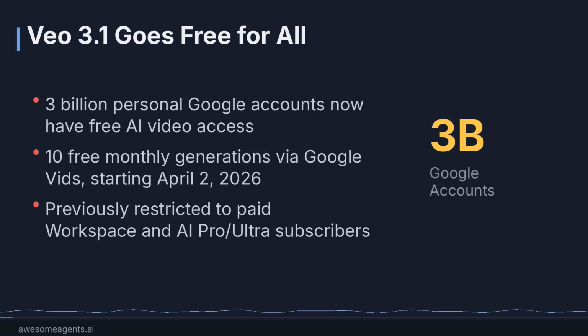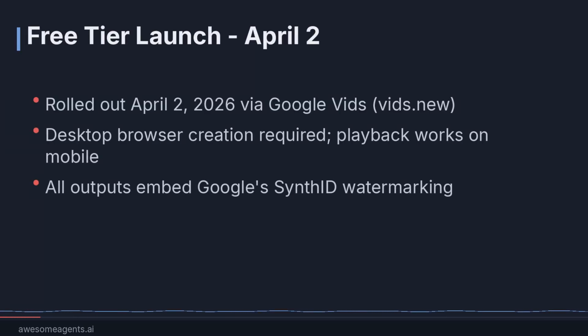I'm Alex, and today we're talking about Google just handing out AI video generation to basically everyone on the planet. Yeah, 3 billion personal Google accounts now have access to Veo 3.1. That's a big number. Whether it means what it sounds like is the part worth unpacking. Right, so let's set the stage. Until now, Veo was behind a paywall.